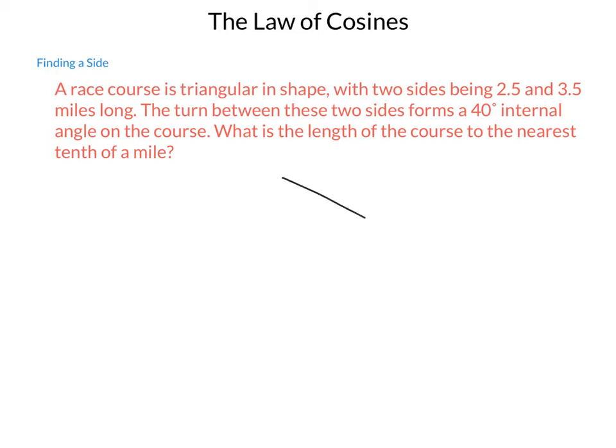So we have two sides with a 40-degree internal angle, and those two sides are 2.5 and 3.5 miles. What we need to do is find the length of this third side so we can then add our three sides together for our perimeter. Well, the law of cosines works to solve for a missing side primarily if we have two sides and the included angle, which we have right here.